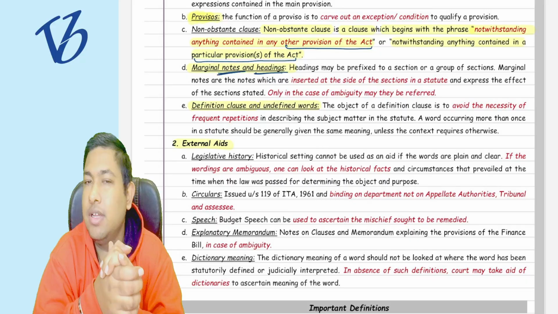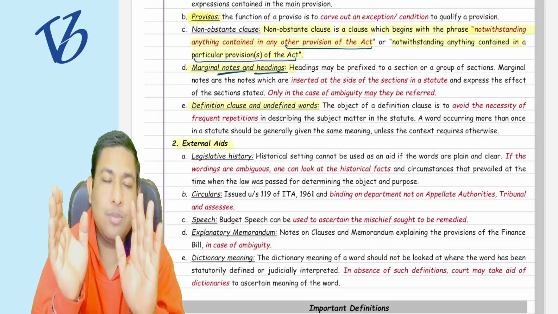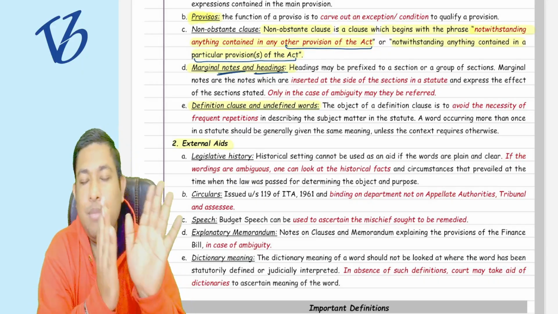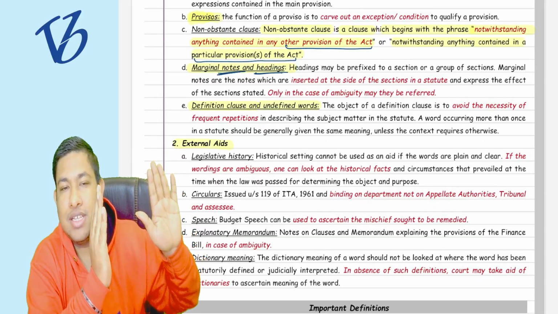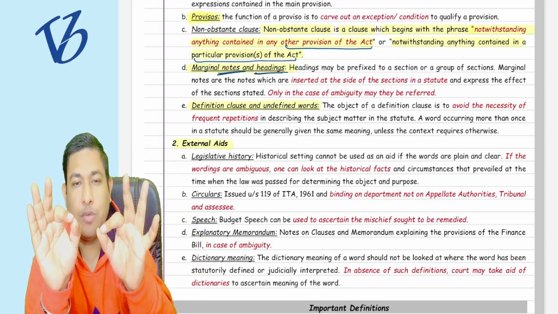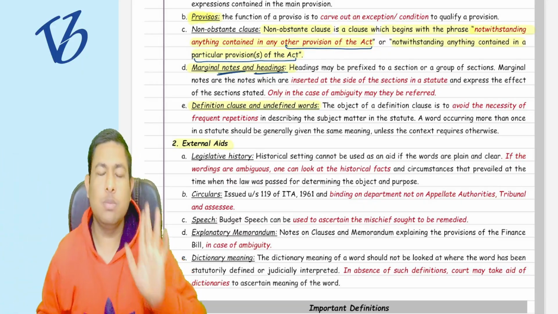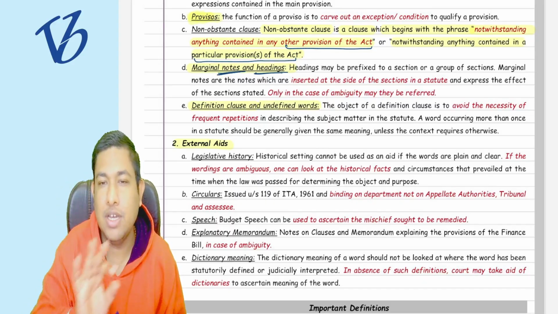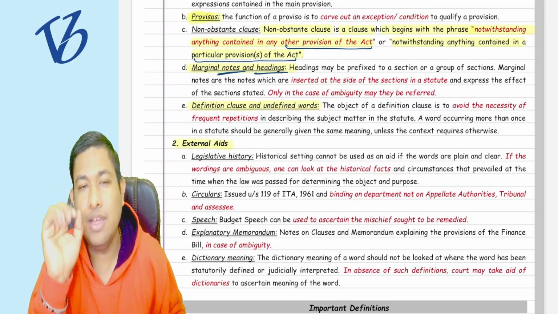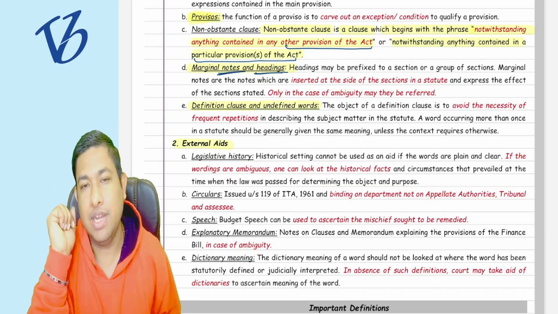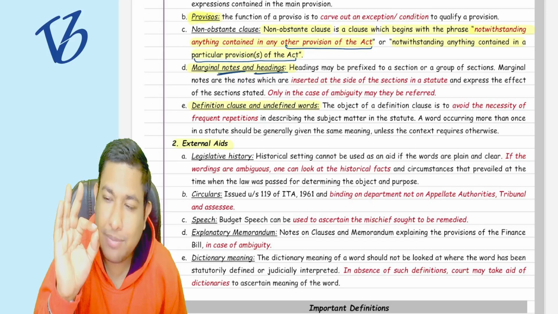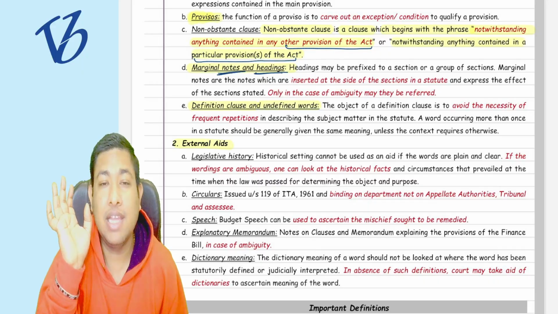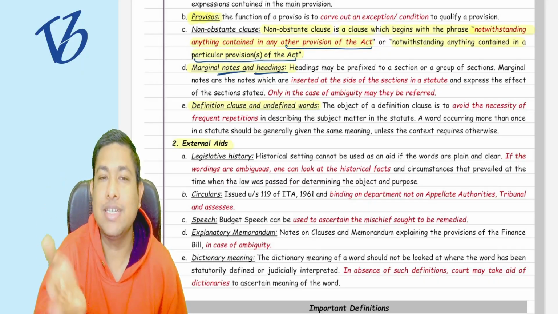Whenever the word senior citizen comes in the act, we will interpret it as per section number 2 itself. Understood? But there could be a provision which says that we do not want to use the same meaning described in section number 2 for that particular provision. For the rest of the act, the section number 2 definition will apply, but for this provision we want to divert from that meaning, so they can explain the meaning of that word in the same provision through the explanations.